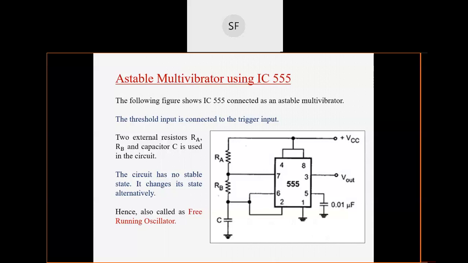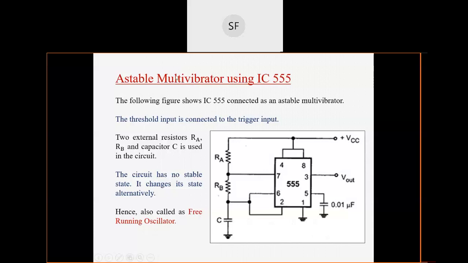The circuit has no stable state. This is a very important point. What you will get at the output, I have already told you, is a rectangular wave, and continuously it will alternate from high state to low state, from low state to high state, from 0 to 1, 1 to 0. So the circuit has no stable state; it changes its state alternatively. Hence, due to this behavior, since it is changing its state alternatively, it is also called a free running oscillator.